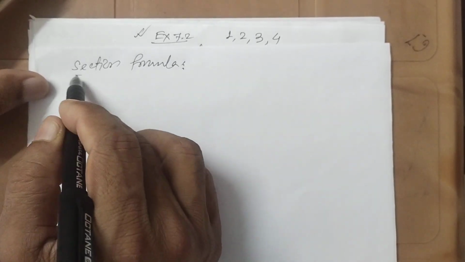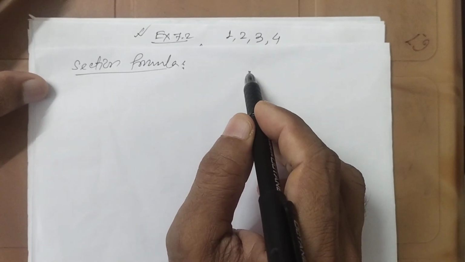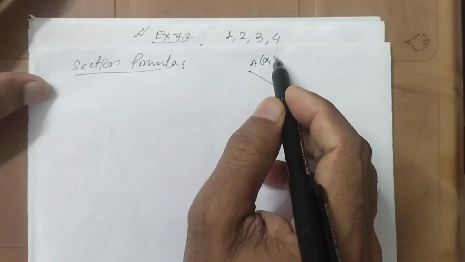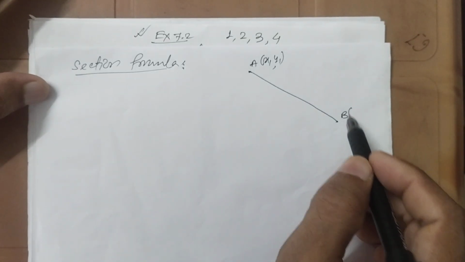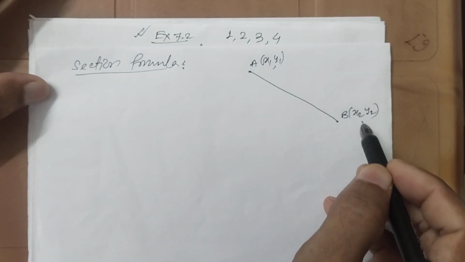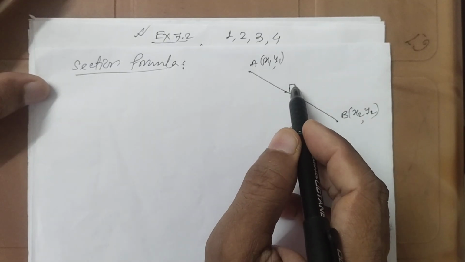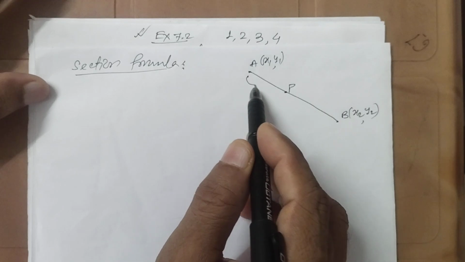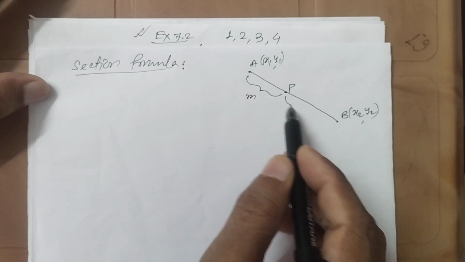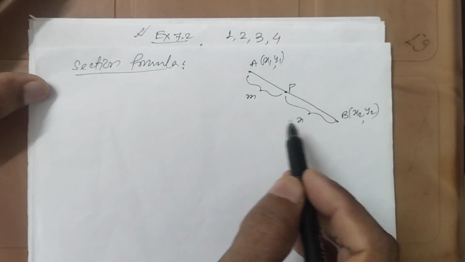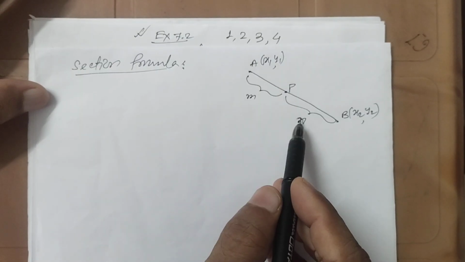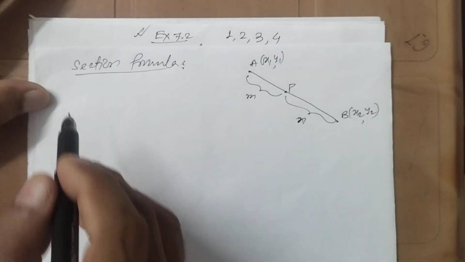Section formula is, if 2 points are given, one point represented by x1, y1, another point represented by x2, y2, and in between there is a point P. You are asked to find its coordinate position, and the ratio of division is given, m is to n, maybe 2 is to 3, 4 is to 5, like that. So if the ratio is given, then how to find point P?